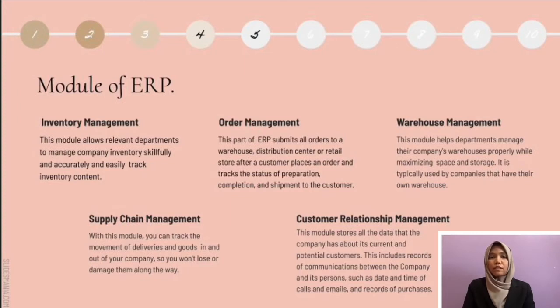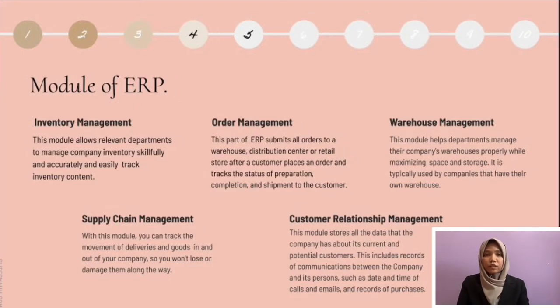The seventh is supply chain management. The supply chain management module tracks every step of the movement of materials and goods through the supply chain from sub-supplier to supplier, manufacturer, distributor, retailers, or the consumer. The eighth one is customer relationship management. The customer relationship management, also known as CRM module, stores all information about the customer and prospect. This includes the record of the communication between the company and its person, such as date and time of calls and emails, and record of the purchase.